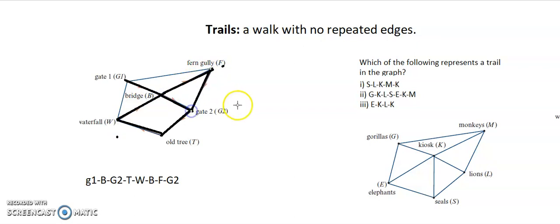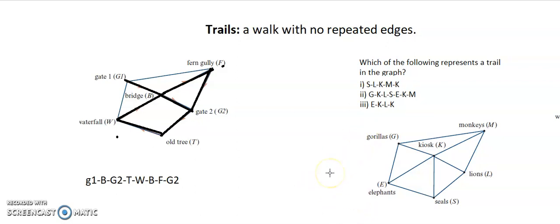Okay, let's look at this question here. If you like, pause this video and have a go at solving it yourself. Which of the following represents a trail in the graph? So we've got I. I'll give you time, so please pause and then we'll have a go. Okay, hopefully you have tried this question yourself.